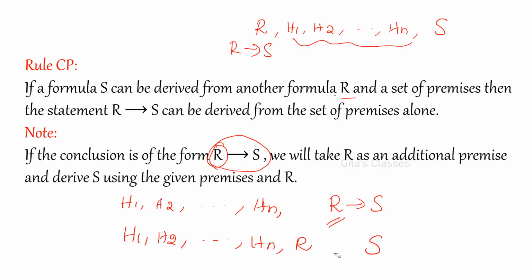Or if the question says to use the rule CP method, then you have to do that. And always, if the conclusion is of the form R conditional S, then only can you use the rule CP method. So remove this R, add it as an additional premise, and try to conclude S. This is the method.